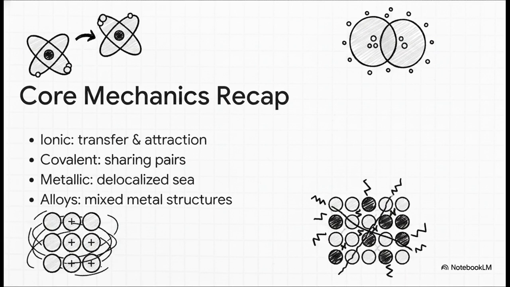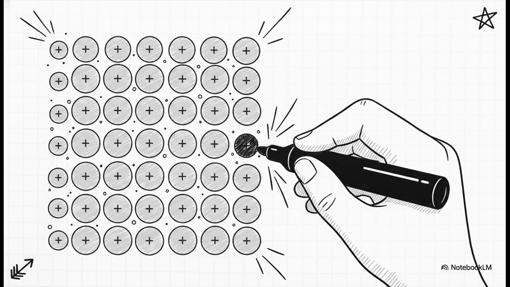And finally, when you mix different sized metal ions into that lattice, you disrupt the regular layers. This creates alloys, supermaterials that are dramatically stronger simply because the layers can no longer easily slide past one another. And that brings us to your final actionable exam tip. You have got to practice drawing these diagrams. Seriously, don't just memorize the words.